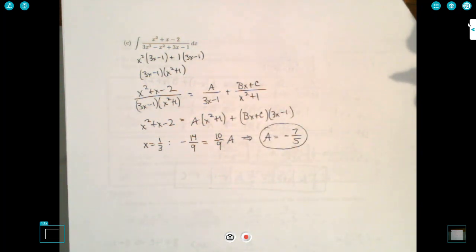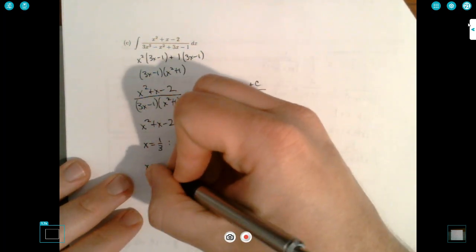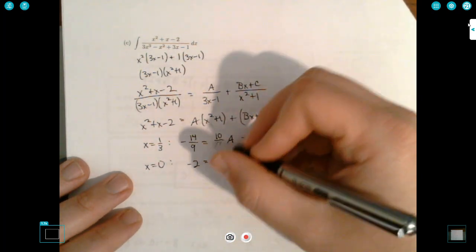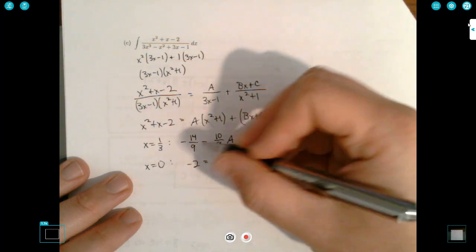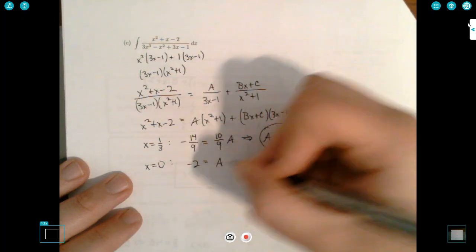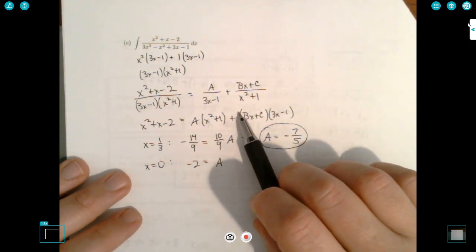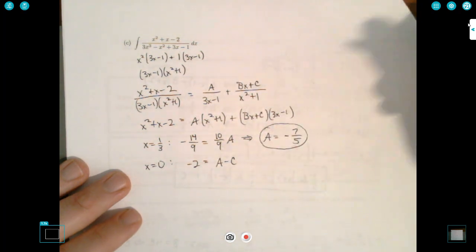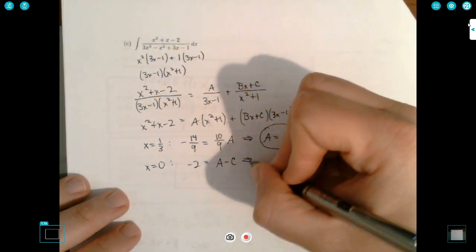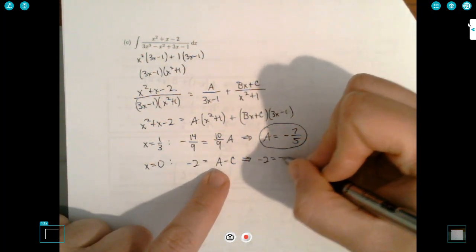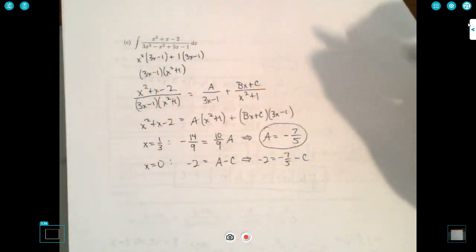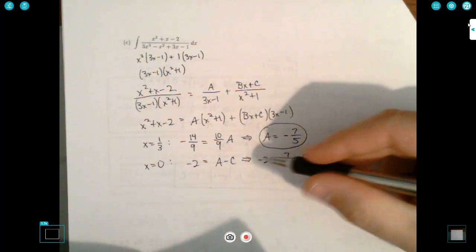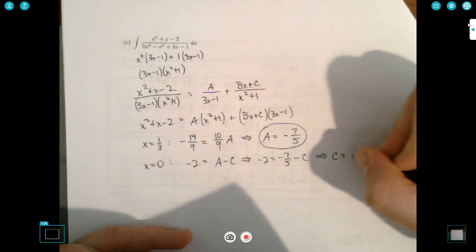Okay, so that's good to know. If I let x be 0, that seemed kind of promising. Then I would get -2 equals 0 plus 1 is 1, so -2 equals a, which I now know to be -7/5, but I'm just going to write a for now. Over here, the b would be gone, and this would be gone. I would just get c times -1, so a minus c. Well, I know that a is -7/5, so I have -2 equals -7/5 minus c. So then solving for c, -2 plus 7/5 is -3/5. So -3/5 equals -c. That means c equals 3/5.